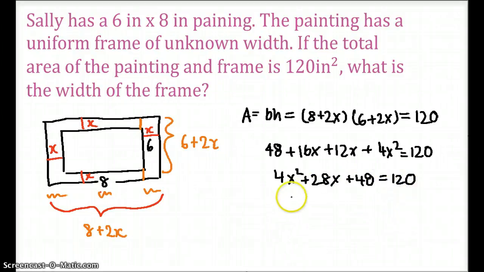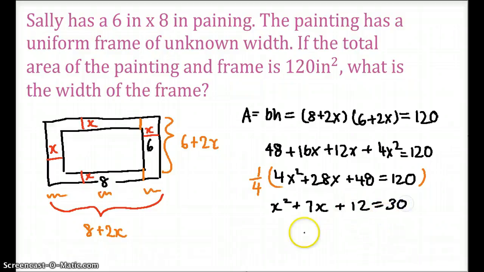Then I'm going to subtract 120 from both sides. Or actually, first I'm going to divide everything by 4 to make everything easier. So I'm multiplying everything by 1/4, which is the same thing as dividing by 4. So you get x squared plus 7x plus 12 equals 30. Then we get x squared plus 7x plus 12 minus 30, which is negative 18, equals 0.